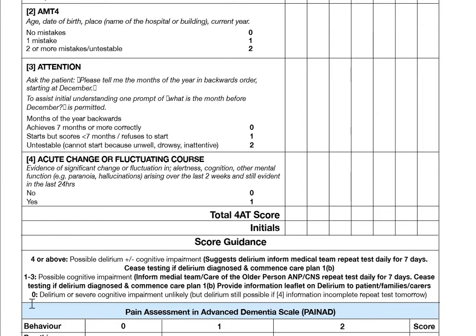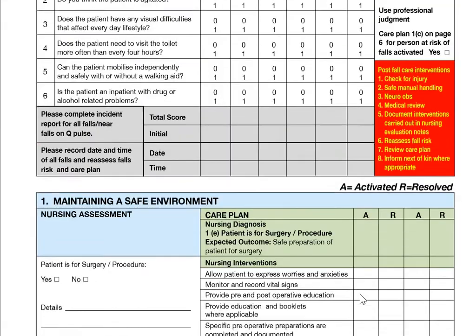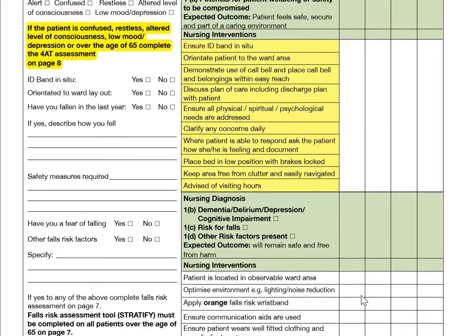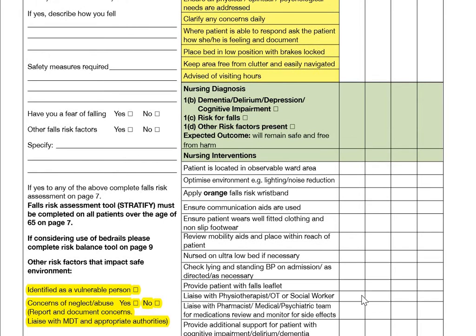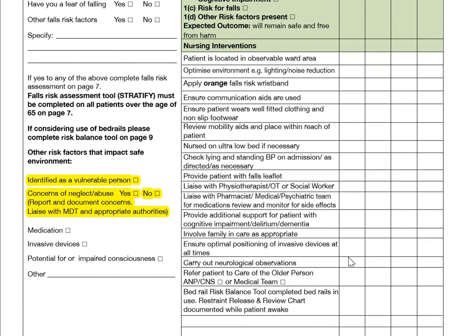And if the patient scores a 0, delirium or severe cognitive impairment is unlikely. However, delirium is still possible if section 4 information is incomplete. Repeat the test tomorrow. Okay, so we go back up to our assessment. Okay, so if the patient has been diagnosed with dementia, delirium, depression or cognitive impairment, we activate this care plan here, 1B, we tick the box here, and then we activate the interventions that are relevant for that patient.